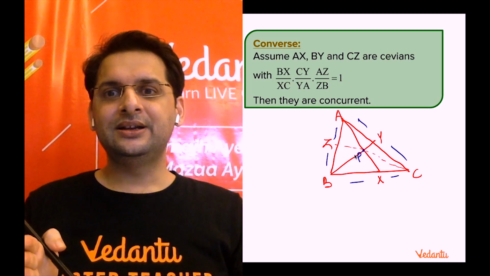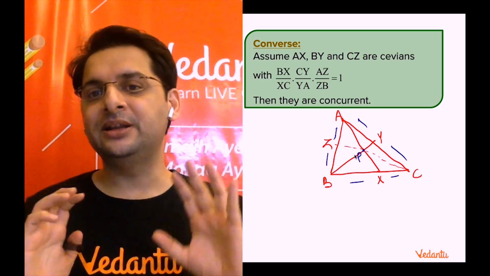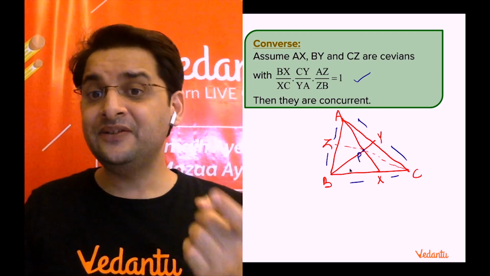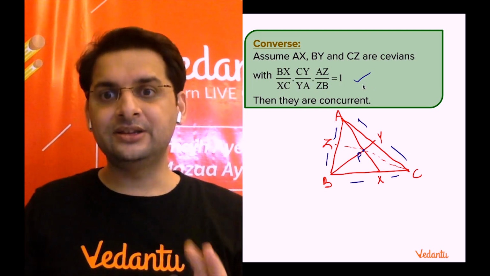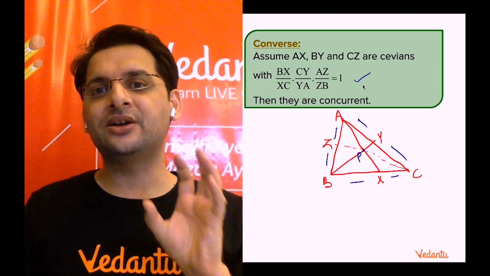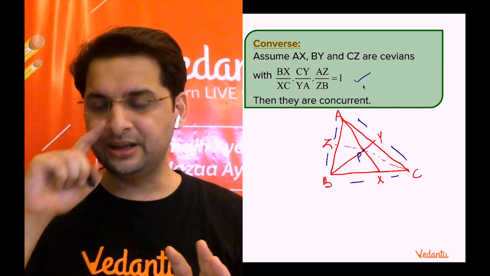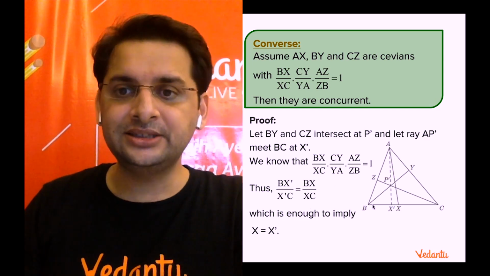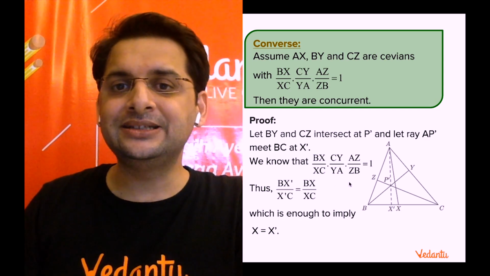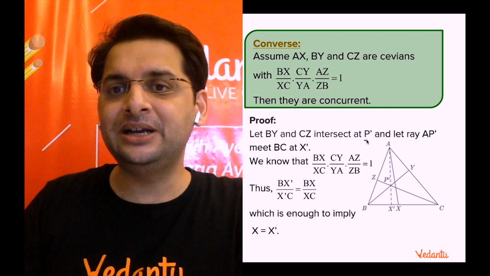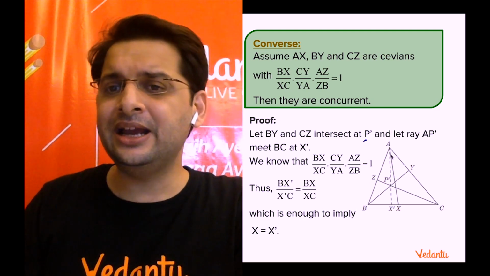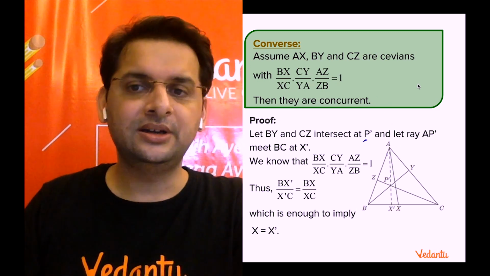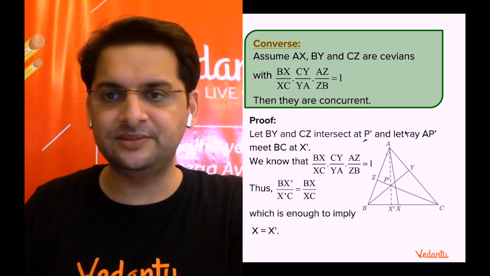So earlier, it was given that they are concurrent, they meet at a common point, and we have to prove this. The converse is, if this holds true, that means the 3 cevians are concurrent or they meet at a common point, and which is not that difficult to prove. So what we do is, let's say BY and CZ are 2 cevians and they meet at P dash, and assume that the third cevian AX does not pass through this P dash.